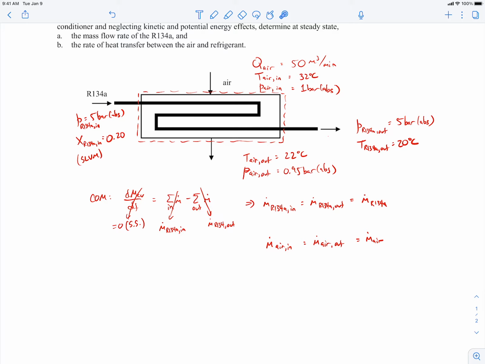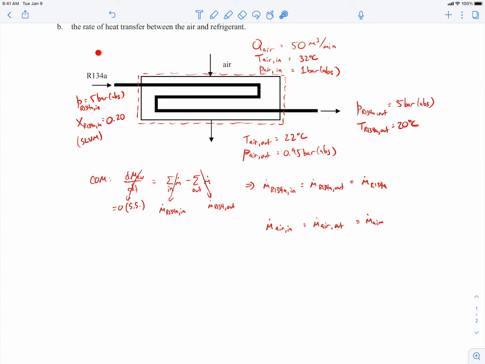As far as the mass flow rate of the air, we can actually find that. Since we're given the volumetric flow rate and the temperature and pressure at the inlet, I can figure out what the mass flow rate is. I can use the temperature and pressure with the ideal gas law to find the specific volume, and with the specific volume and the volumetric flow rate, I can get the mass flow rate of the air. So that part I can determine.